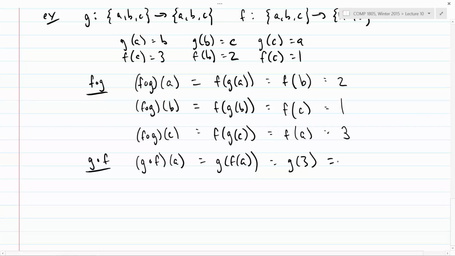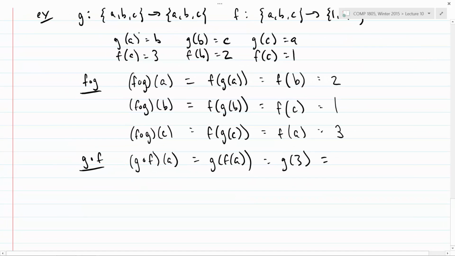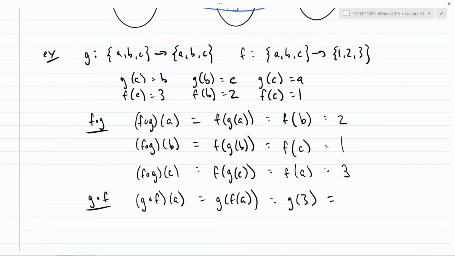Doesn't make sense, right? g takes a, b, c to a, b, c, and I just gave it a letter. So this thing doesn't make any sense, so it's not a function. That's why we have these restrictions. If you don't have those restrictions, then you can't do this operation.